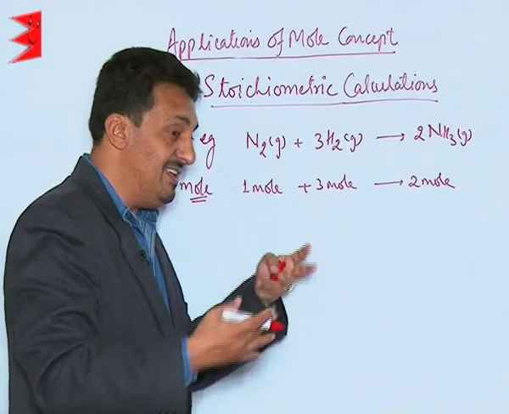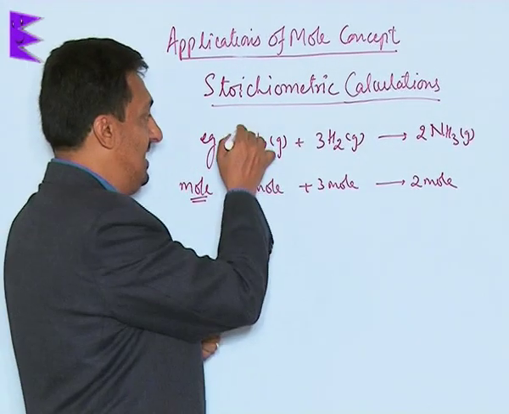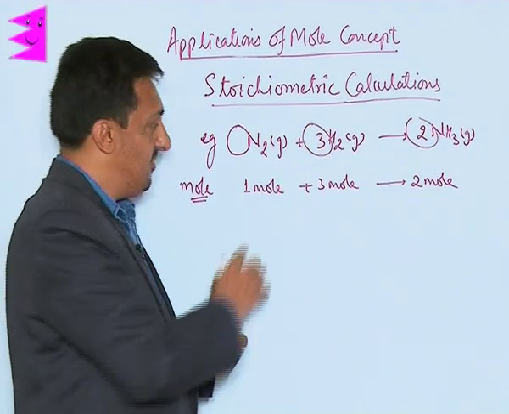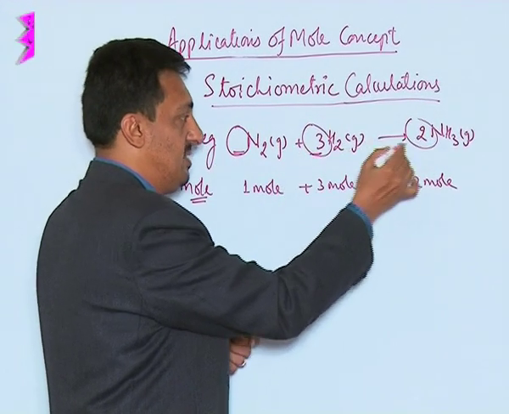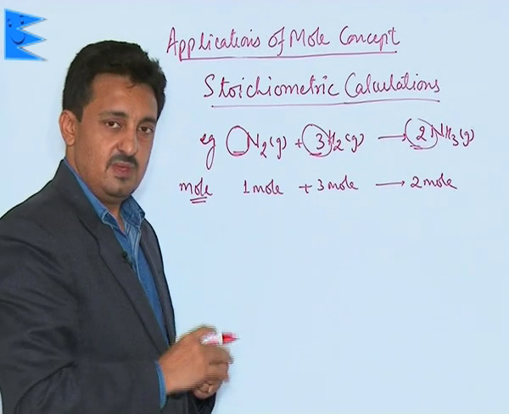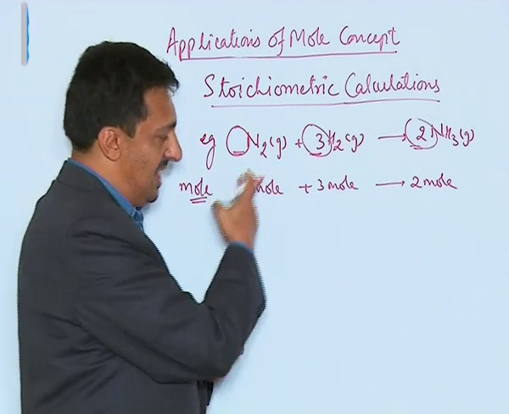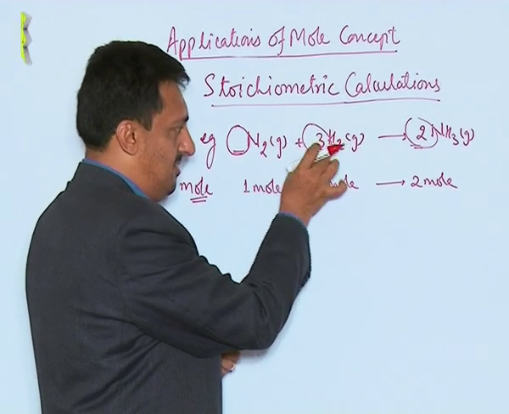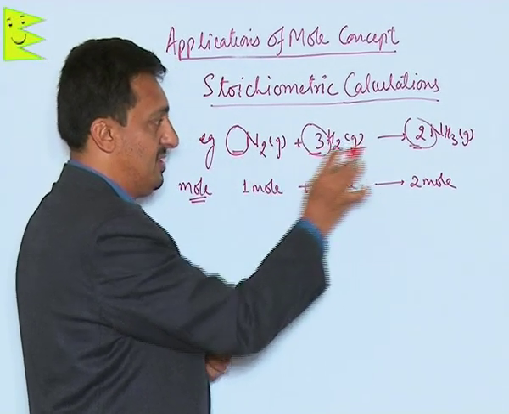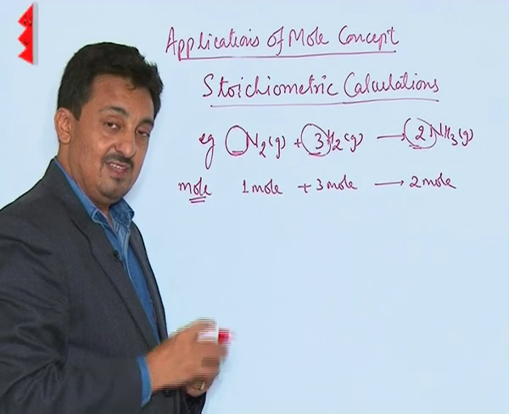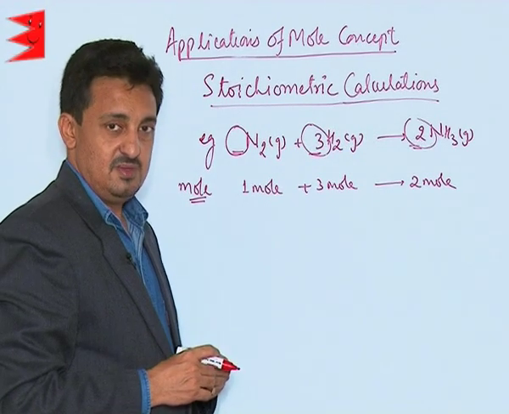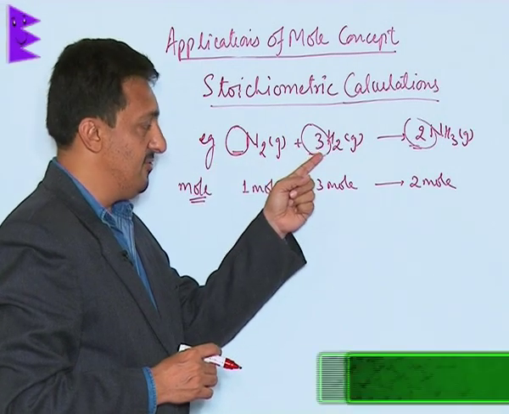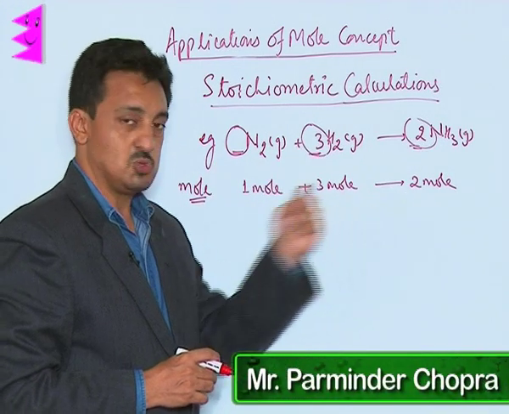And these reactions always take place in these stoichiometric ratios, which are the coefficients written before the reactants in a balanced equation. I am repeating again, the reaction always takes place as per the stoichiometric ratios which are written before the reactants and the products in a balanced chemical reaction. So here it was only 1 nitrogen, so 1 mole, 3 hydrogens, so 3 moles, 2 ammonia, so 2 moles.